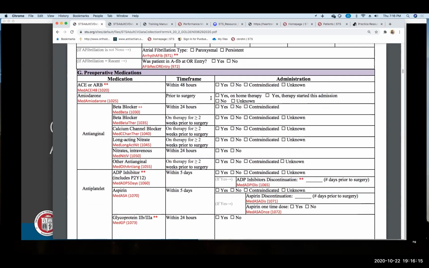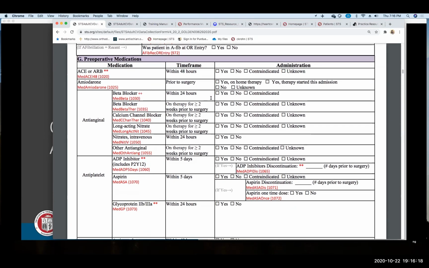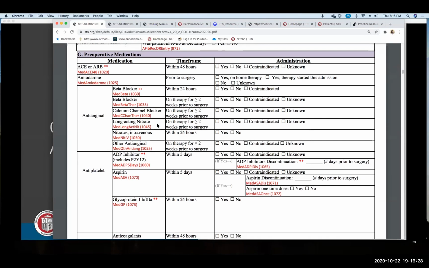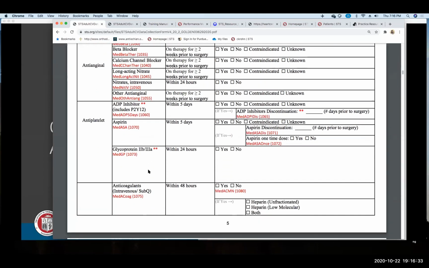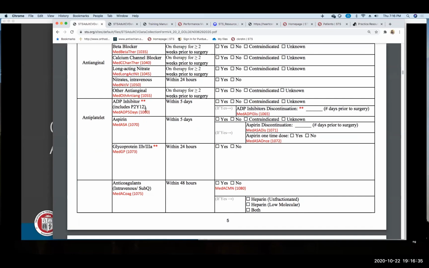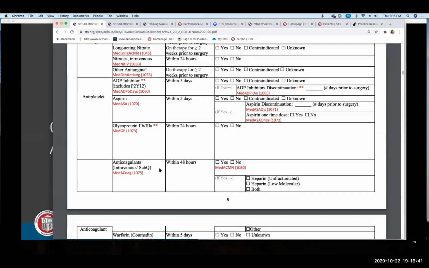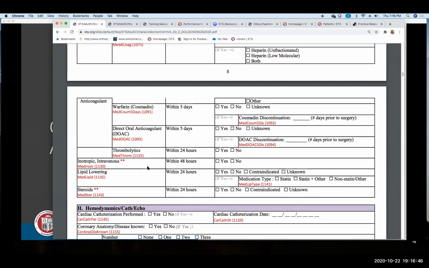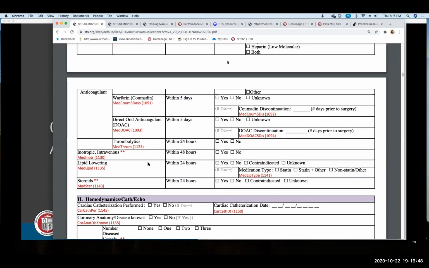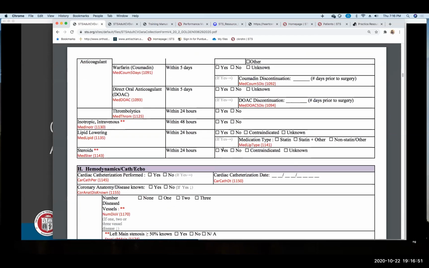We collect medications. These are preoperative medications, and we're looking at making sure that patient hopefully was not on, I believe I'm saying that right, the ACE or ARB within 48 hours, and then that they did get their beta blockers and all of their other anti-anginal medications we are collecting. We're looking at antiplatelets and the timing specifically for ADP inhibitors and aspirin when those were discontinued prior to surgery. And then anticoagulants and thrombolytics, and then the IV inotropes and the lipid lowering and steroid medications.